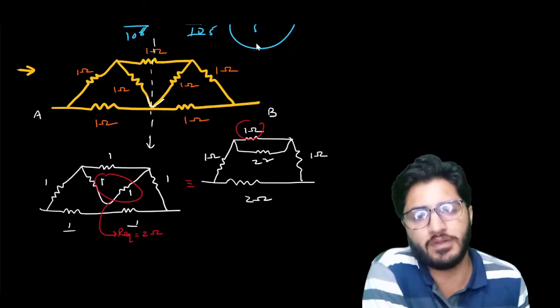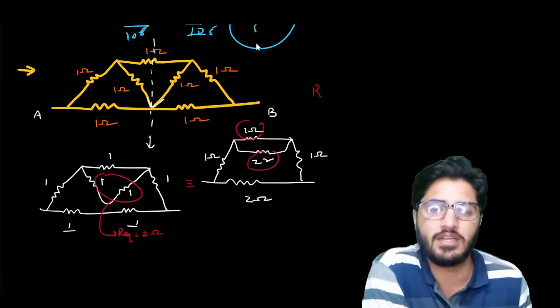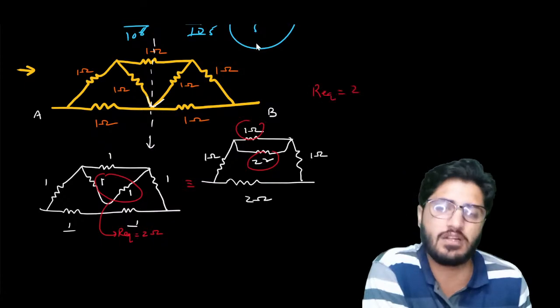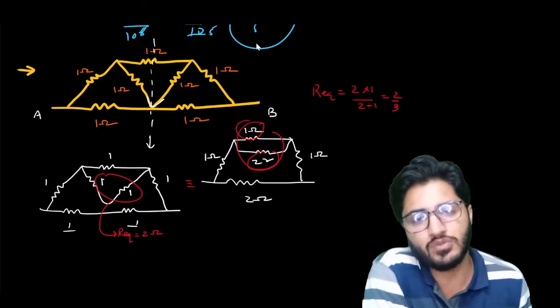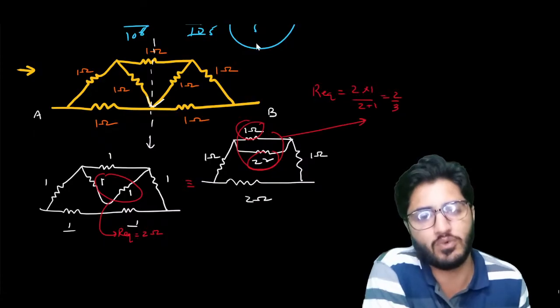Now this 1 ohm and 2 ohm is in what? It is in parallel, so I will write 2 multiplied by 1 divided by 2 plus 1. It is 2 by 3. So the R equivalent of these two came out to be 2 by 3. So one more time I need to make it.